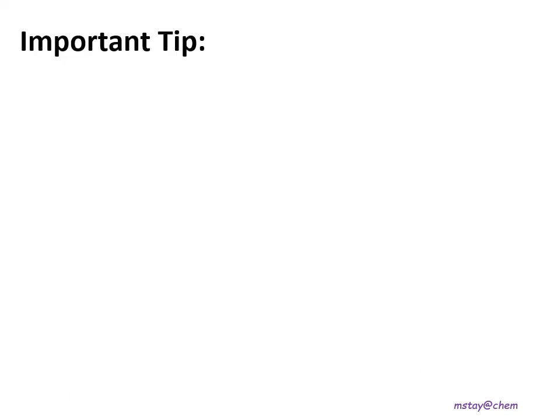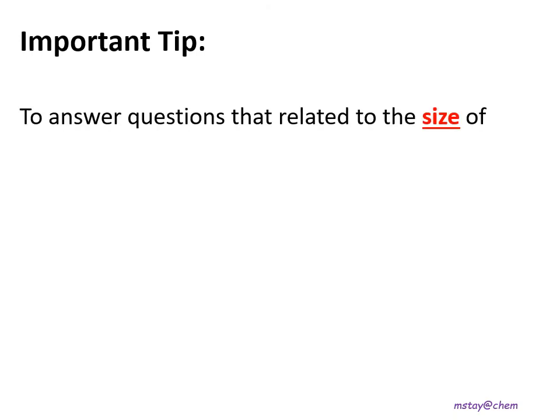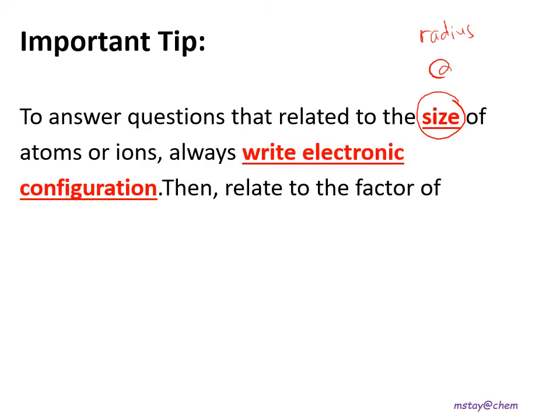Okay, so that ends the theory part. Now let's do a very quick summary with the important tips given here. If you notice that the question is related to the size or the radius or radii, then the first thing to always do is write the electronic configuration and then try to relate it with the factors.